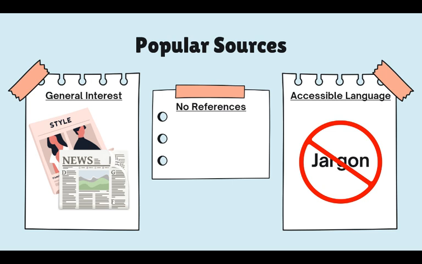Popular sources are usually written by journalists or freelance writers who might not be specialists in the topics they are writing about. These sources are rarely peer-reviewed and usually don't include references at the end of the piece. If references are used in popular sources, they are most often used indirectly, such as, "recent studies have shown."